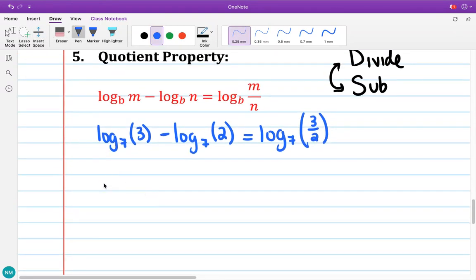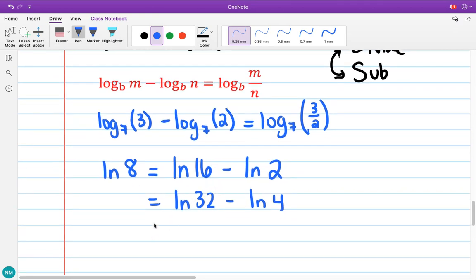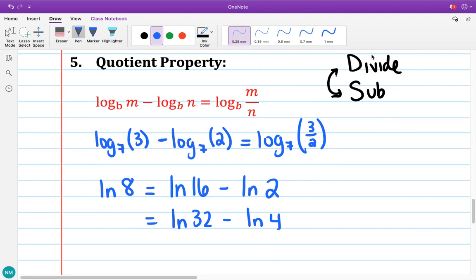Or if I have the natural log of 8, what is an example of writing this as two separate statements? I can make it the natural log of 16 minus the natural log of 2. 16 over 2 is 8. Or it's also equal to the natural log of 32 minus something. So it's important: when you subtract, you divide.